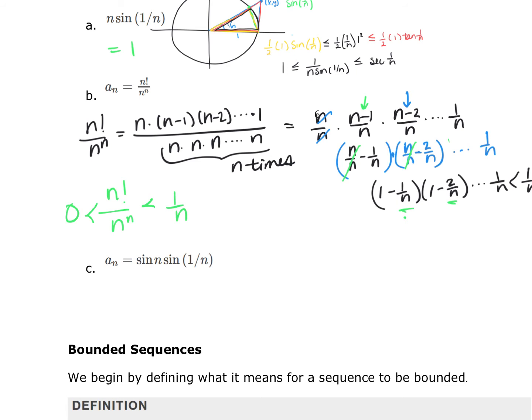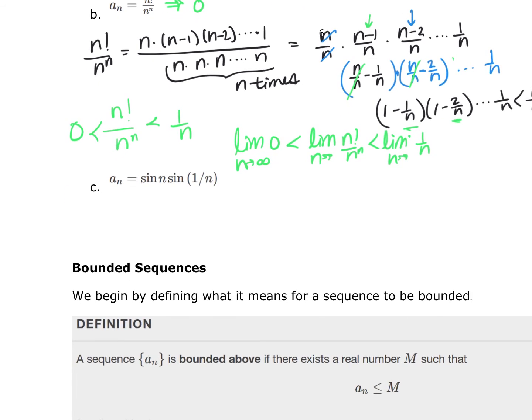So when I take the limit, I know the limit as n goes to infinity of 0, which is less than the limit as n goes to infinity of n factorial over n to the n, has to be less than or equal to the limit as n goes to infinity of 1 over n, which, when I finally get done, is going to go to 0, so it converges.